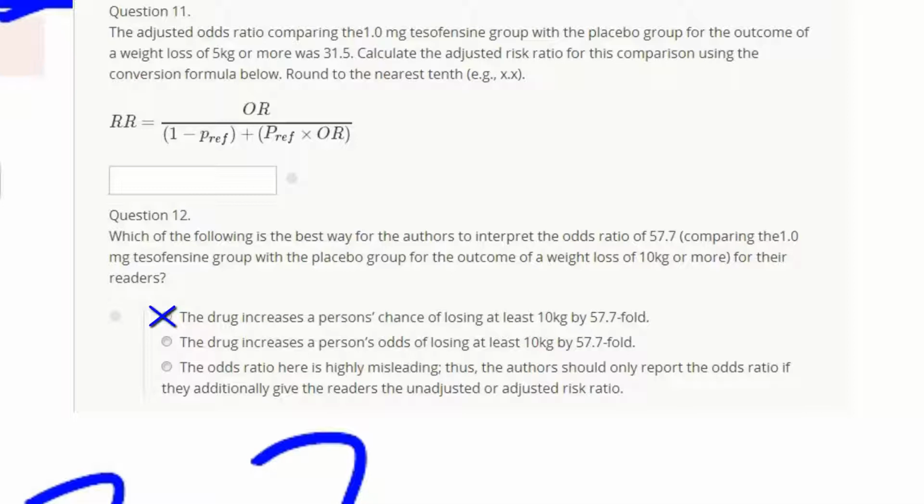The best answer here is C. The odds ratio is always misleading. It always exaggerates the effect away from the null when compared to the risk ratio. Generally speaking, it's best practice to only report the odds ratio if you also report the unadjusted or adjusted risk ratio. It's really hard to understand the odds ratio or an odds intuitively, and so while B is technically correct, it is likely to mislead most readers, and the best answer here is C.